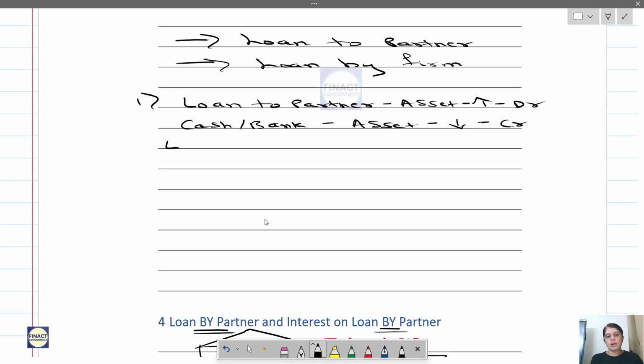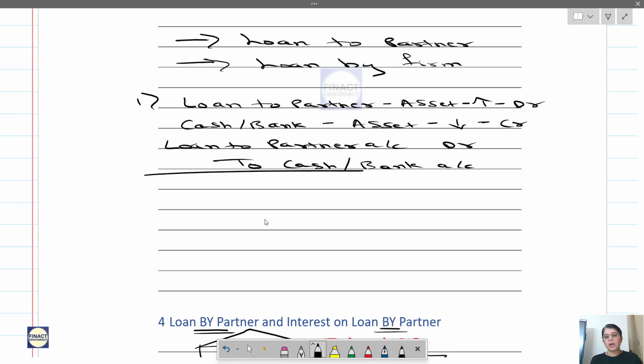So journal entry will be loan to partner account debit to cash or bank account. Okay, so this is the entry for loan to partner. Okay, now second journal entry will be for interest on loan to partner. Now see, this interest on loan to partner is received by the firm, correct? So it is like an income.